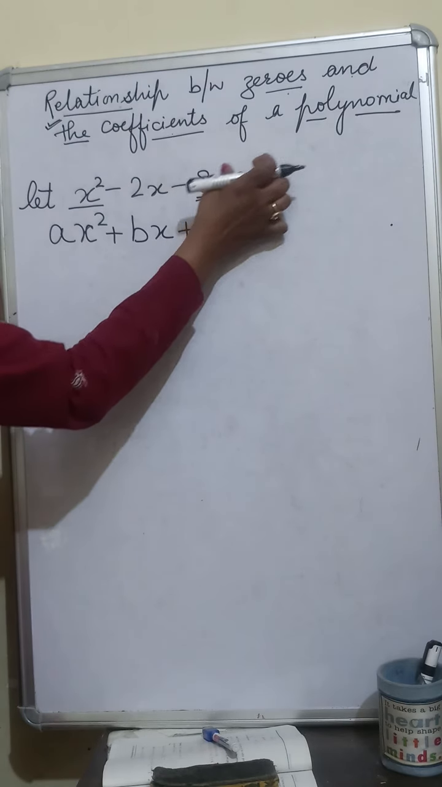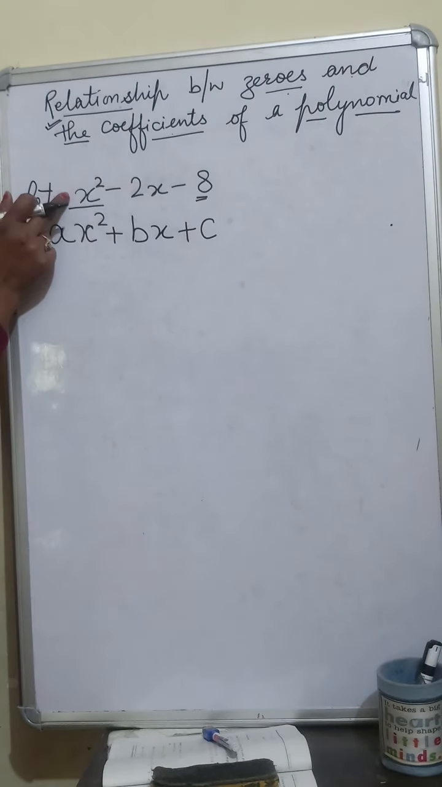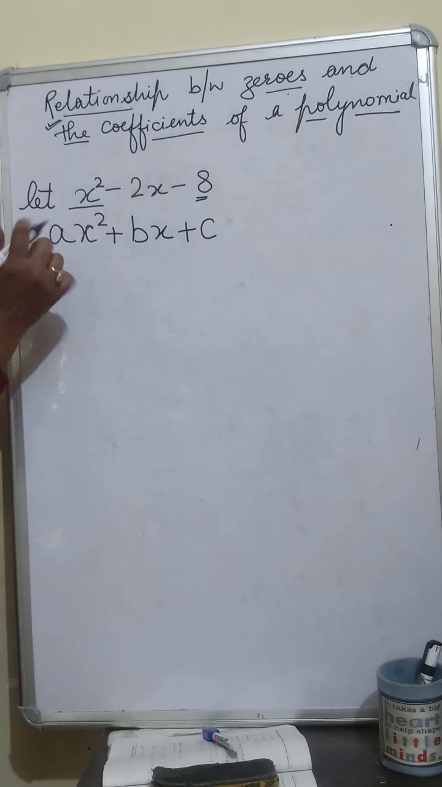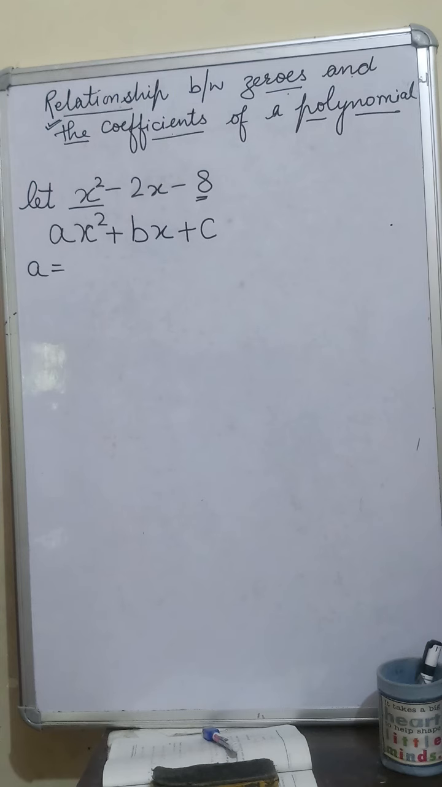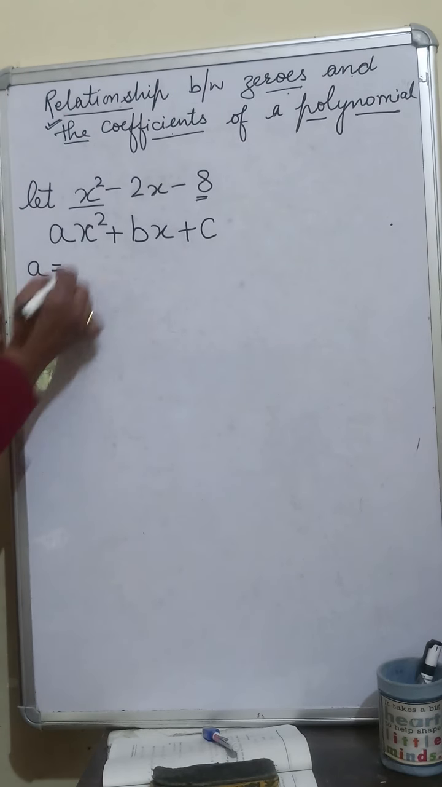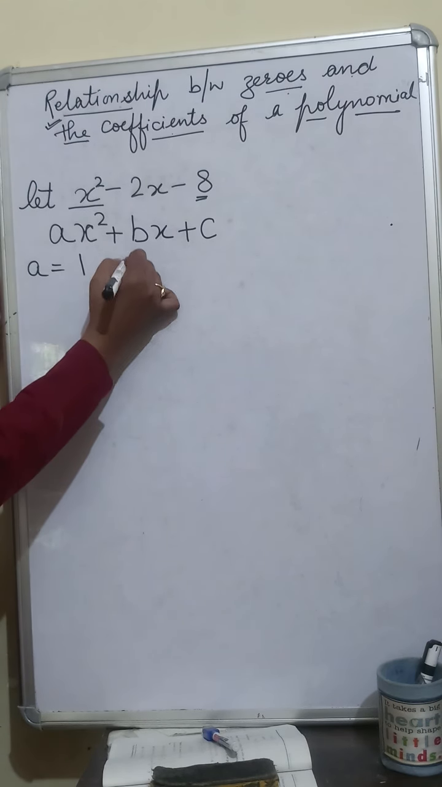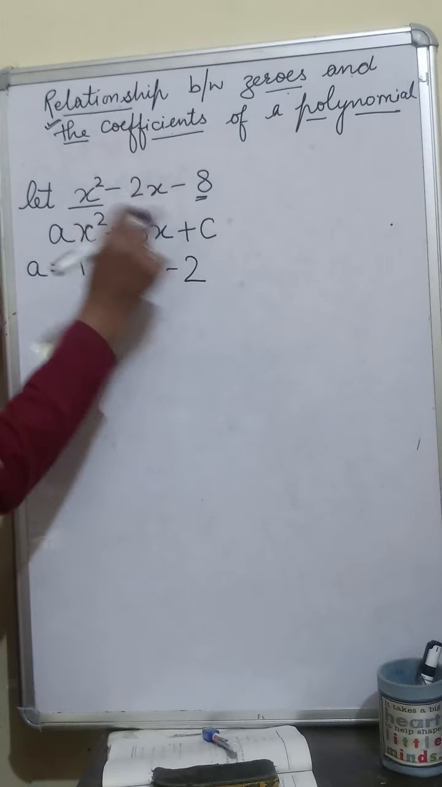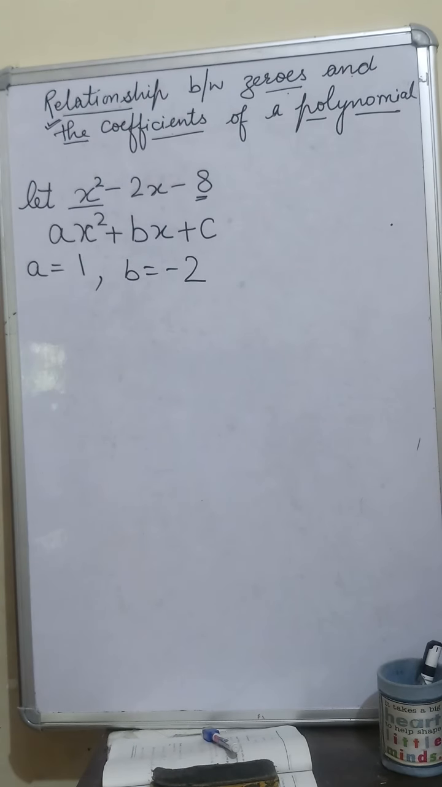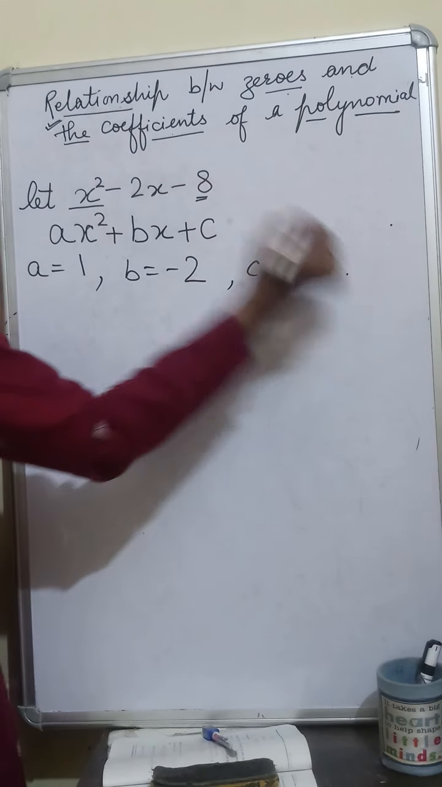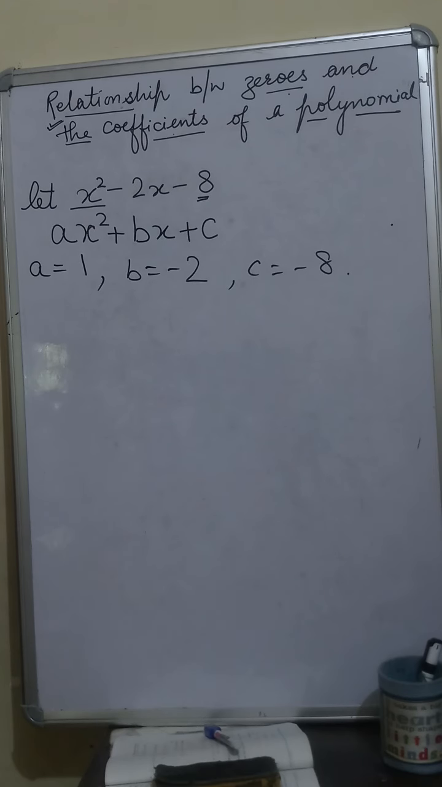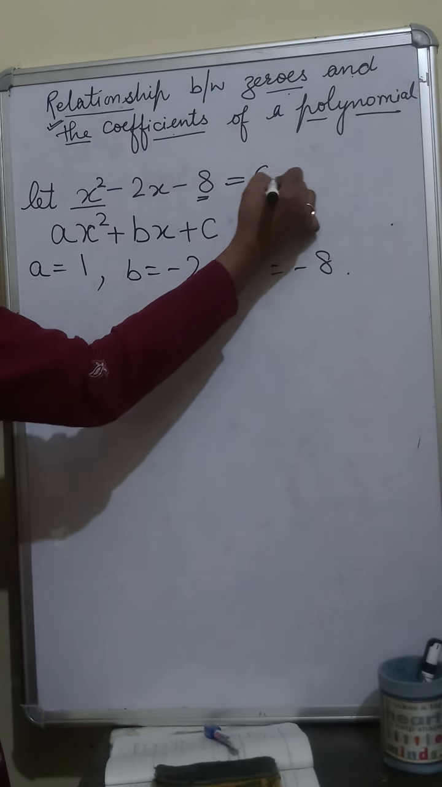So if I compare these two, what will be the value of a? You have to tell me fast. What is the value of a? 1. B is minus 2. Don't forget about the sign, minus 2. And c is minus 8. Now I want to get the zeros of this polynomial, so I just put it equal to 0.